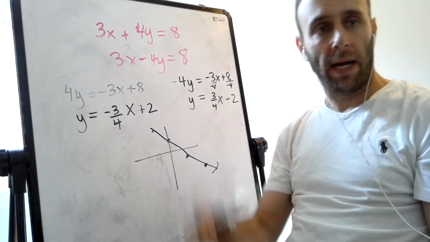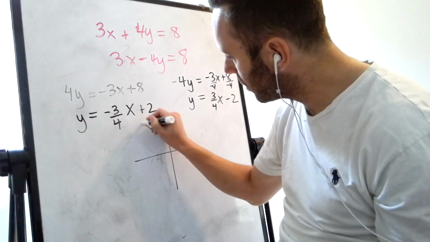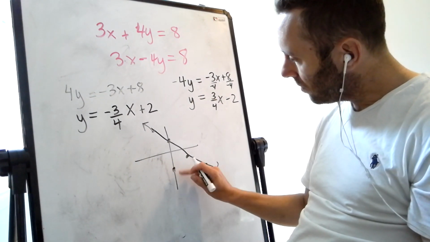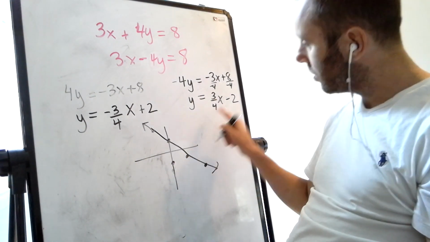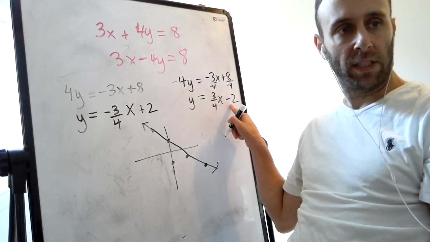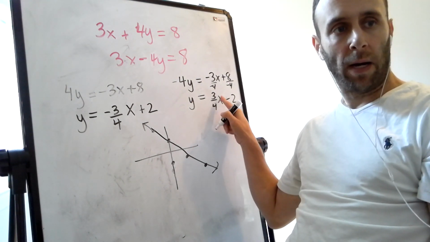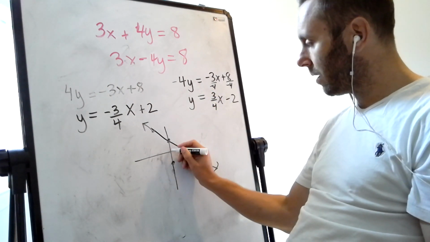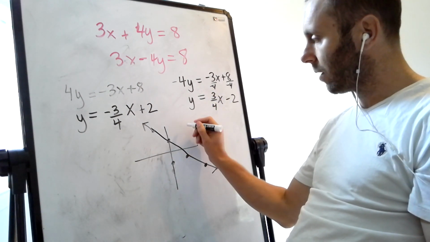Then you'd have a line, and I have to put arrows on the ends because it goes on forever. For the other one, I start at negative 2. That should probably be about there, because it says minus 2. That's the y-intercept, (0, negative 2). And then the slope is positive 3 over positive 4, so I go up 3 to the right 4, up 3 to the right 4, and again.